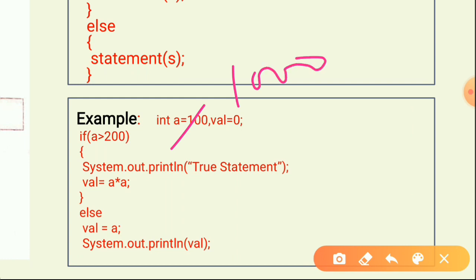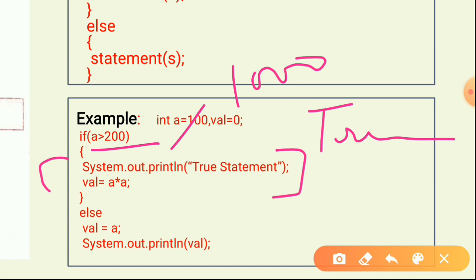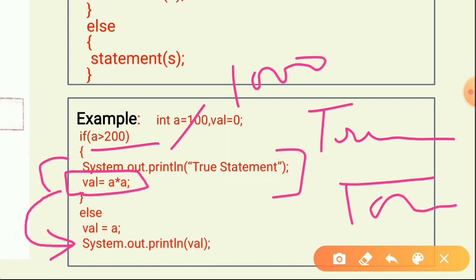Now this condition becomes true, so this block will get executed. Firstly you will be getting the true statement on the screen. Now this multiplication will take place, and then the compiler is going to skip all these statements and jump over there directly. So System.out.println, the value of val is going to be printed, that is 6 zeros.